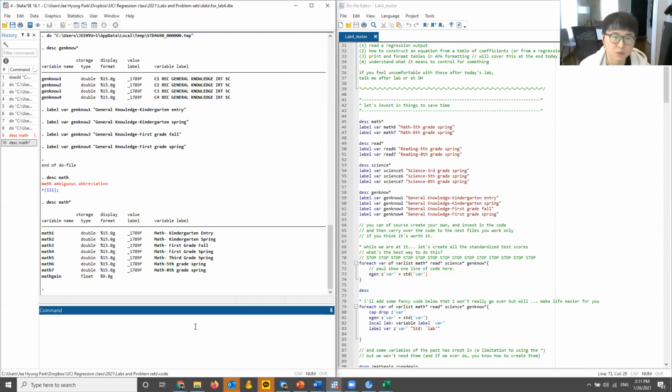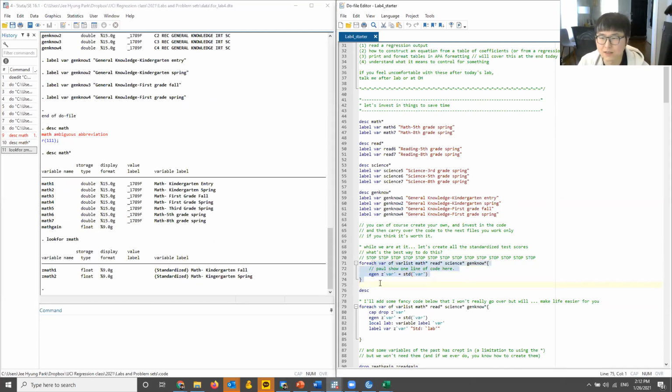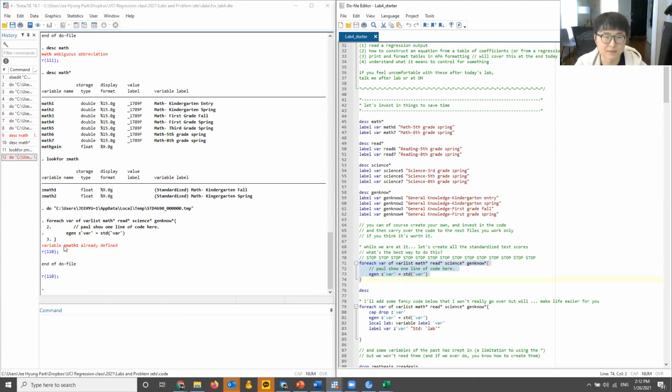If you look for the math, you've already created some of them, right? And so if you run this loop, it's going to break, right? It says zmath1 is already defined. And it would be very annoying if you have to go and remember which math scores are standardized, which ones are not, and you have to pick out each one. There's an easier way to deal with it.